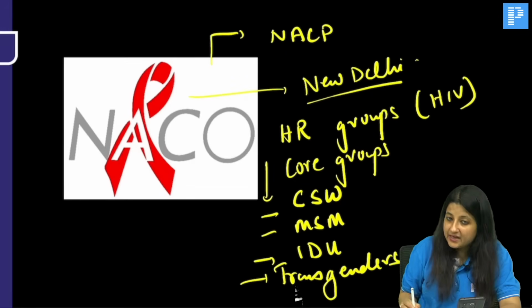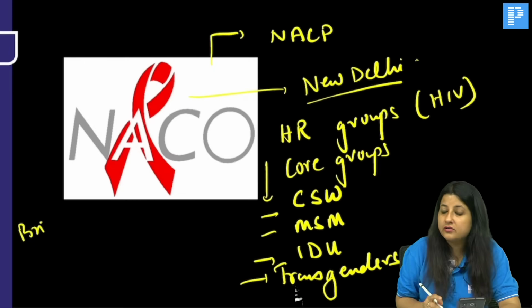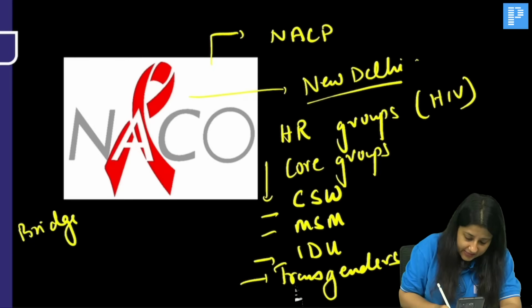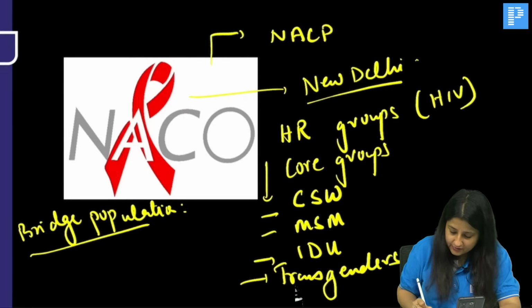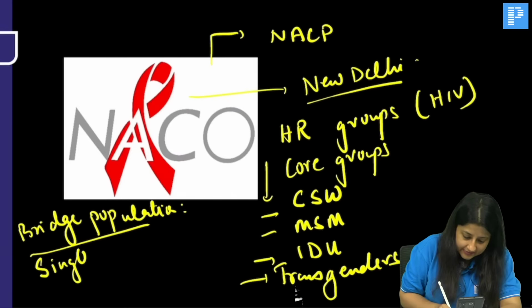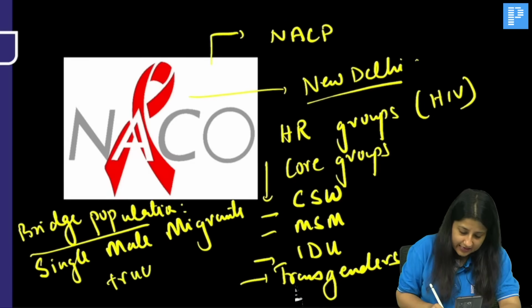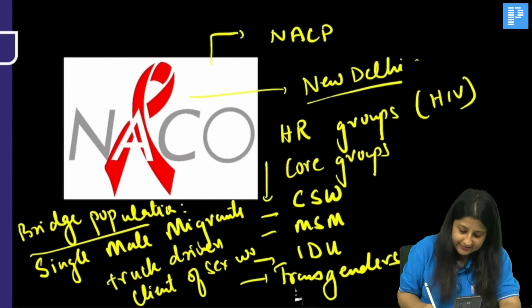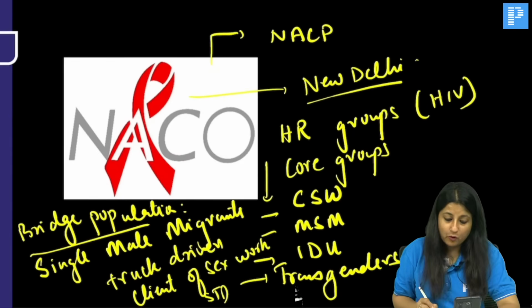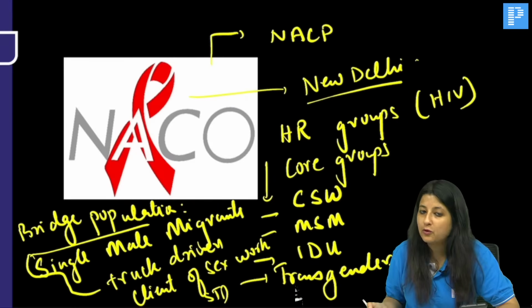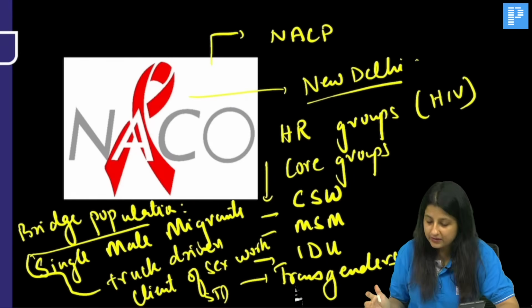Transgenders, okay. Bridge population, because अभी NEET PG also, INI-CET also gave this question. Bridge population is single male migrants. Alright, truck drivers, clients of sex workers, ठीक है, STD patients, ये सारे bridge population. These 2 are very important bridge populations. You should remember the high risk groups as well as for NACO.